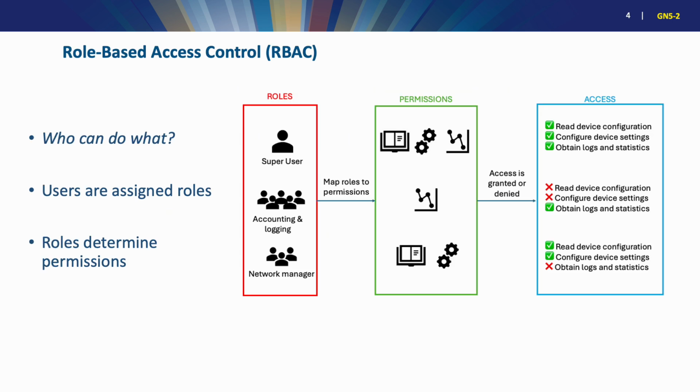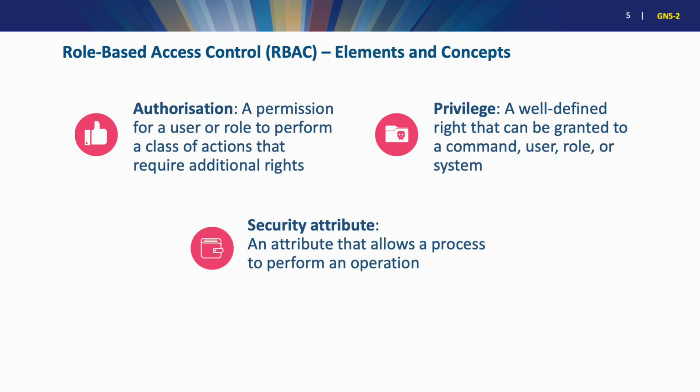Role-based access control, or RBAC, is a method to control what users can do within an organization's IT systems. RBAC is based on assigning each user one or more roles and granting each role different permissions. RBAC can be applied to a single software application or to multiple applications. Now, let's look at some of the elements of RBAC.